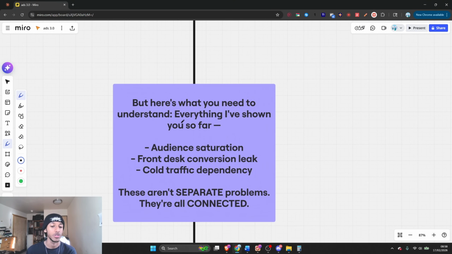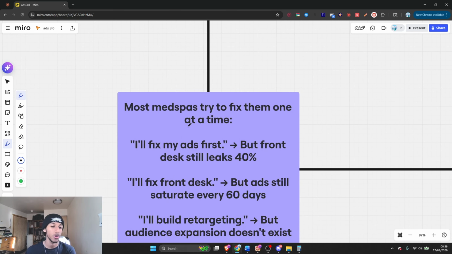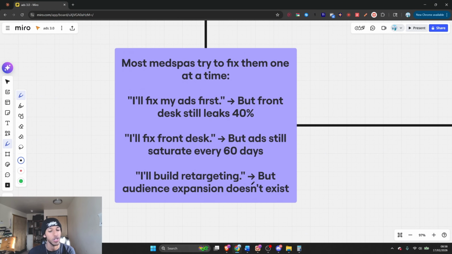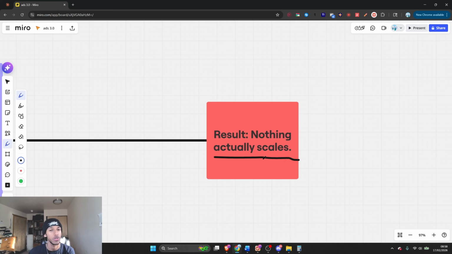But here's what you need to understand. Everything that I showed you so far, audience saturation, front desk conversion leak, cold traffic dependency, they aren't separate problems. They're all connected. Most med spas try to fix them all at once. They say, I'll run my ads first, but the front desk still leaks 40%. Oh, I'll fix my front desk, but the ads are still saturated every 60 days. Oh, I'll build retargeting, but the audience expansion doesn't exist. The result is nothing actually scales.